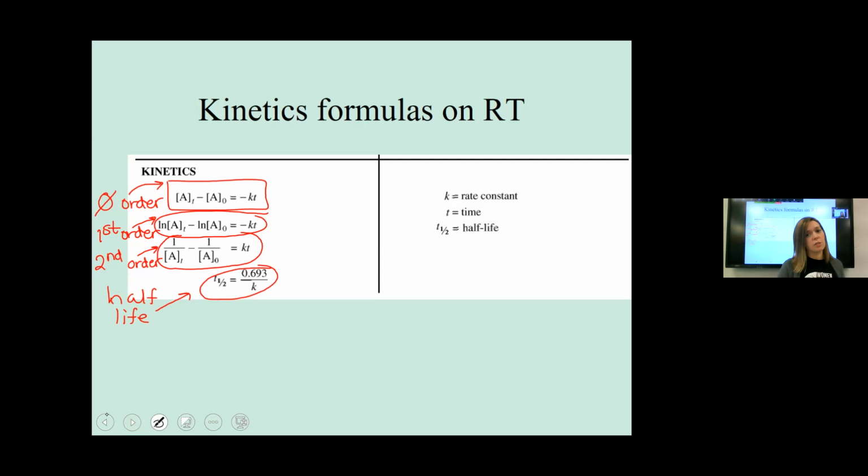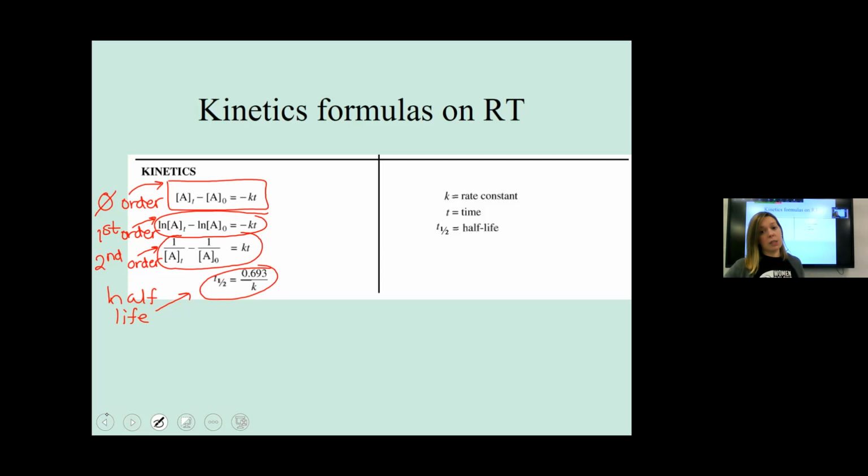Don't worry, natural log, it's just a button on your calculator. Even if you didn't love doing logs in math class, you're fine. You have your calculator to help you out. And second order next to the 1 over A calculation, and then half-life next to our last calculation.